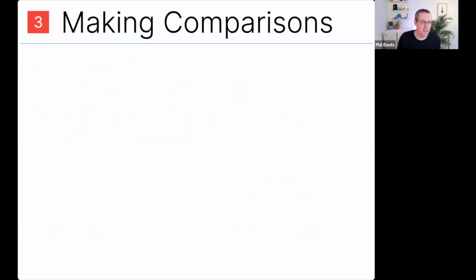Okay, so types of graphs, and we've talked about the different classes, but obviously there's many different plots you can use to make a comparison. What are good types of plots to use? What are bad?